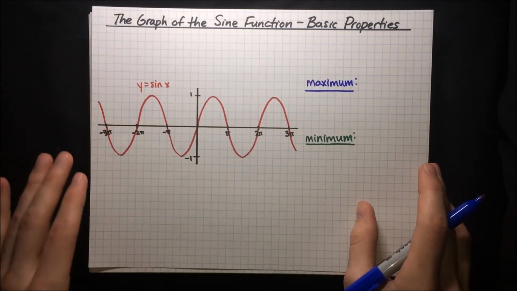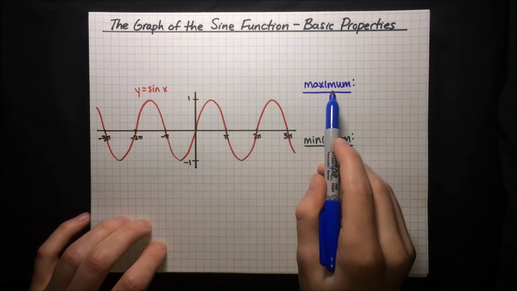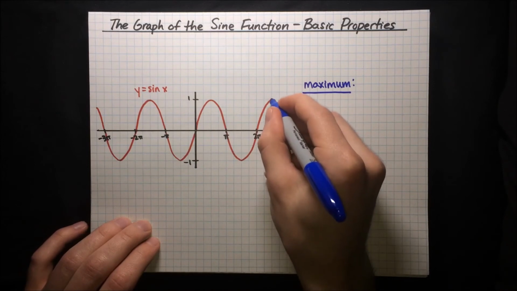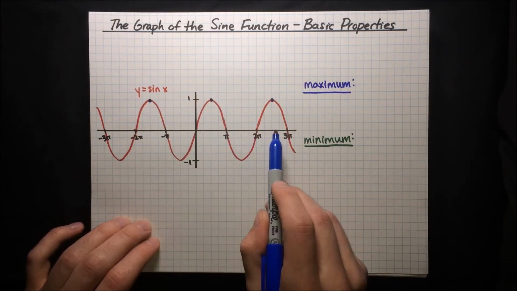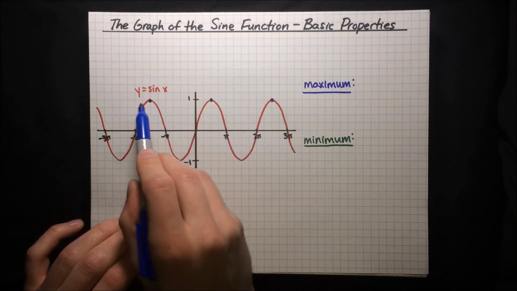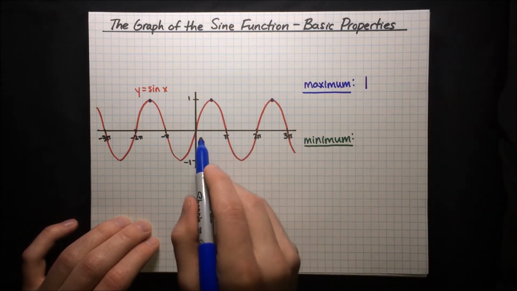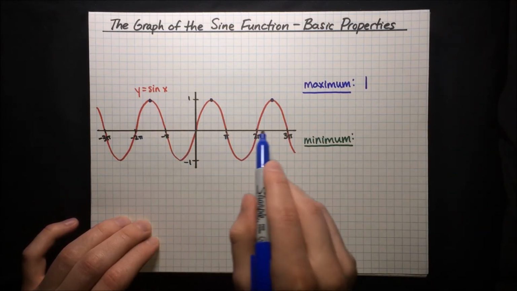Now let's talk about the maximum and minimum of the sine function. The maximum occurs at the peaks here, at the very tops of the peaks. So that's these points here. And we see that those points occur at a y value of 1. So our maximum is 1. But where are the x values at which those maxima occur? That's a little bit trickier to write down.